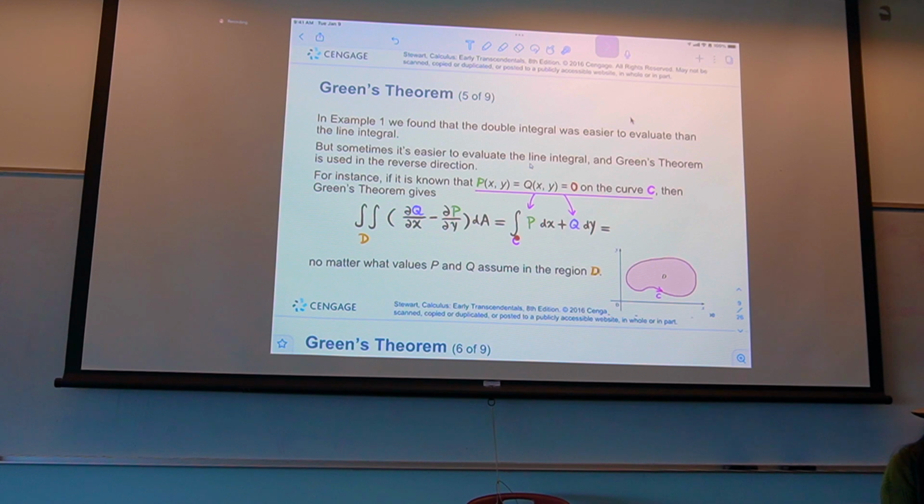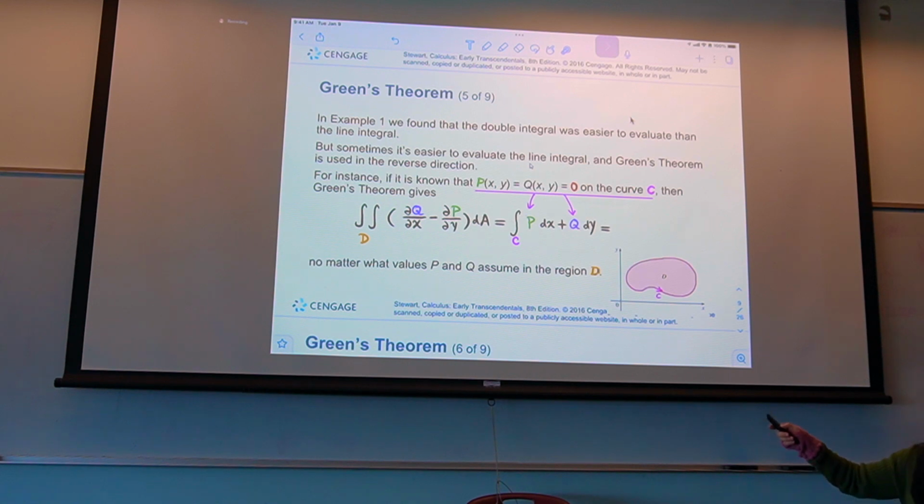Last time when we did this line integral, we used the double integral to make the process faster, right? It saves a lot of work. Now sometimes you go the other way. You want to express this double integral in terms of this line integral. Last time, when we evaluated the line integral, we used the double integral because it was easier to evaluate. But sometimes it is easier to evaluate the line integral, and then Green's theorem is used in the reverse direction. So you express this double integral as this line integral, this single integral.